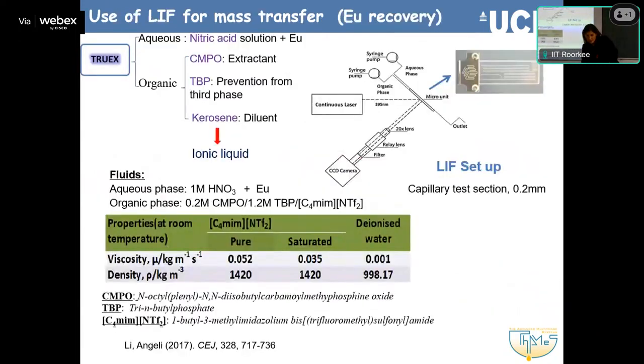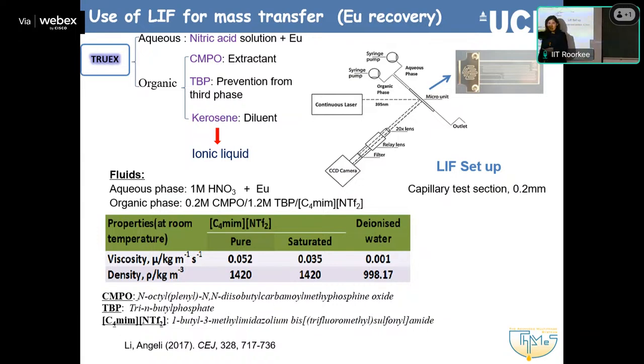My last slide is pushing a little bit the techniques. So this is more for the lab to get more information. What we have seen so far is measurements of hydrodynamic properties. We tried at some point to see if we can use laser-induced fluorescent imaging to see concentration gradients, to measure concentration. The reason we decided to do that is because we were doing some extraction of lanthanides, of europium.